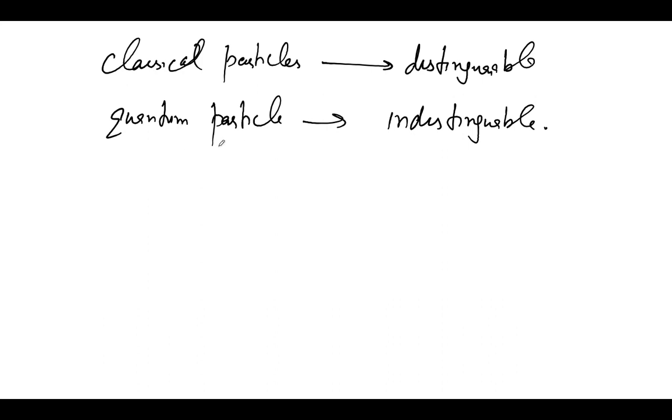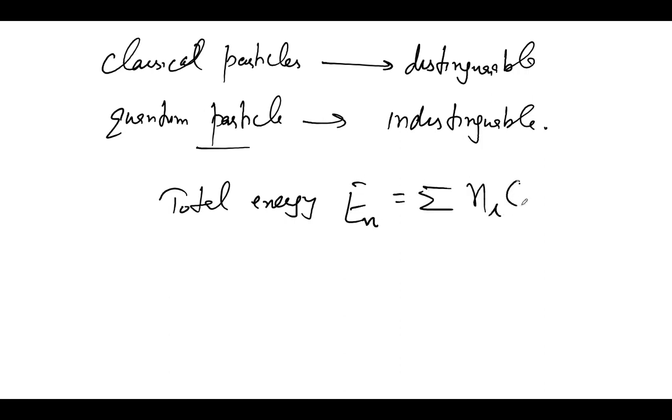So therefore in quantum statistics we generally consider the total energy E n, that is the summation of N i into E i. Here we have used summation, while in classical statistics we use integration, because in classical statistics the energy values of the various cells are considered to be continuous, while in quantum statistics the energy values of the various states of the system are considered as discrete.